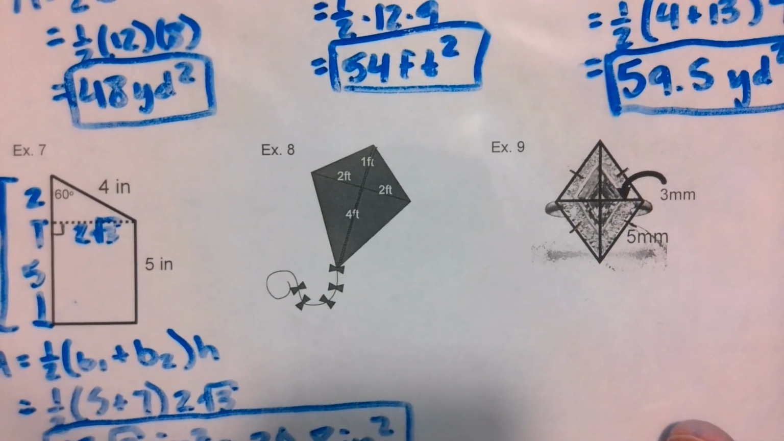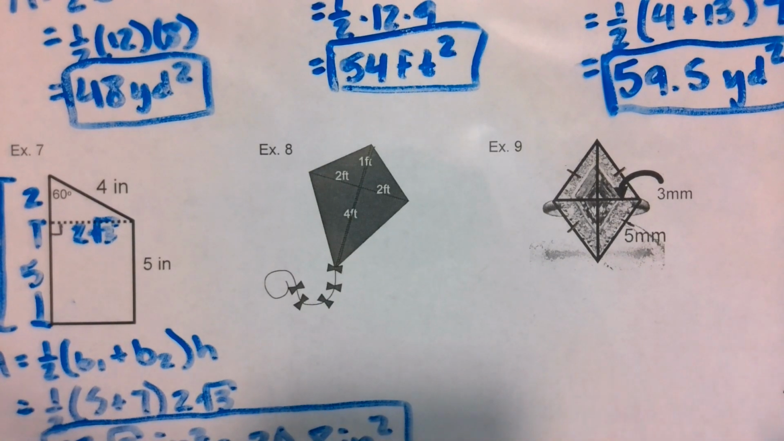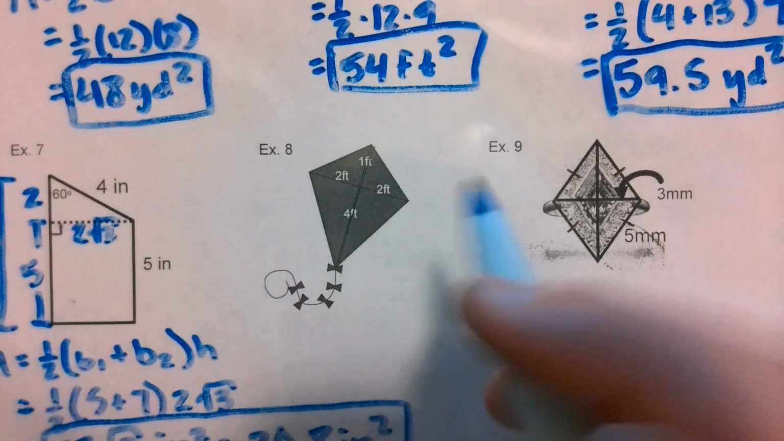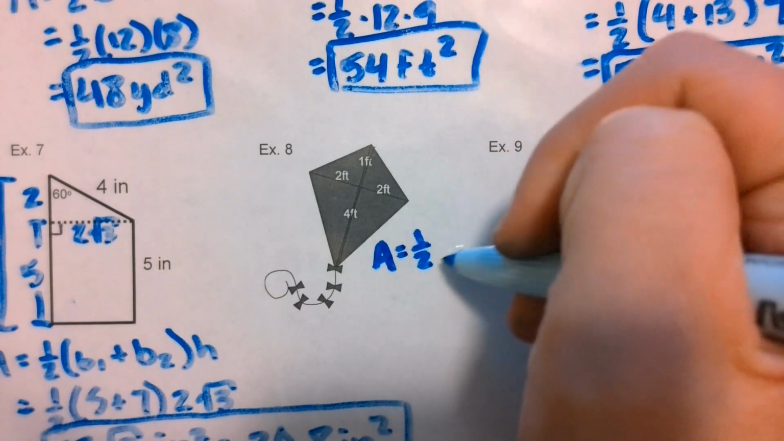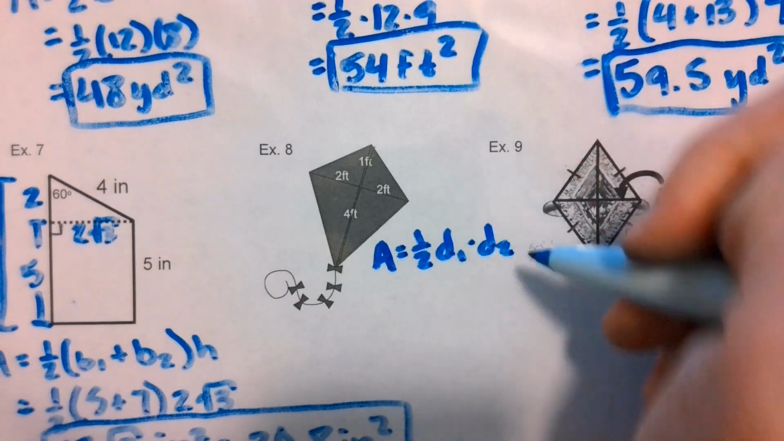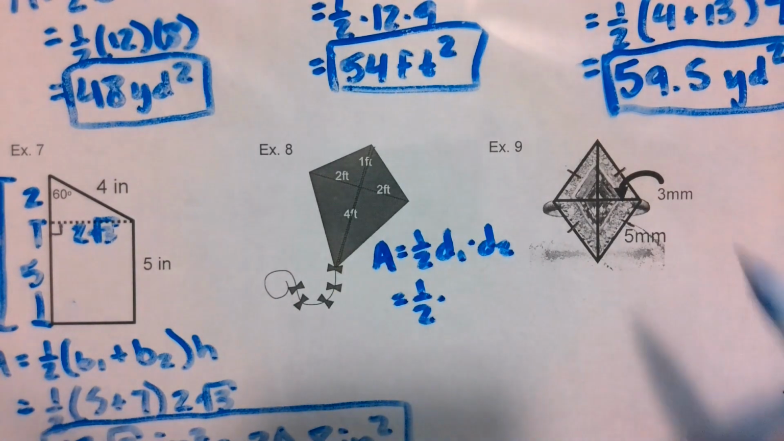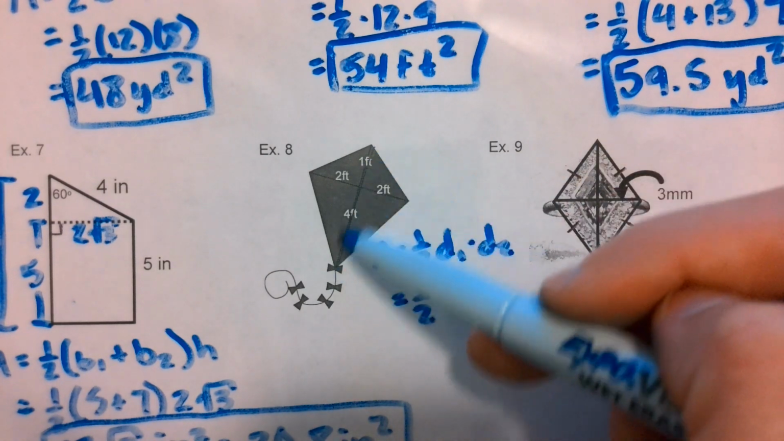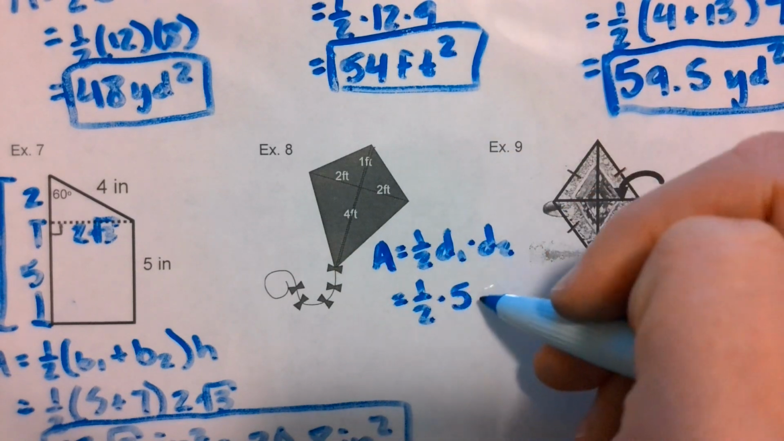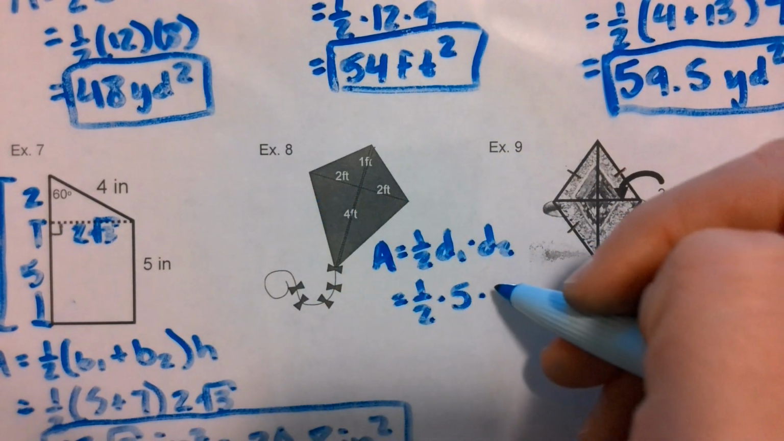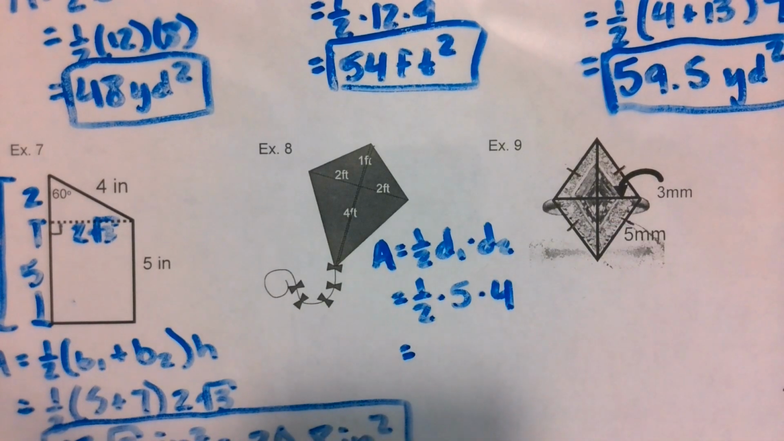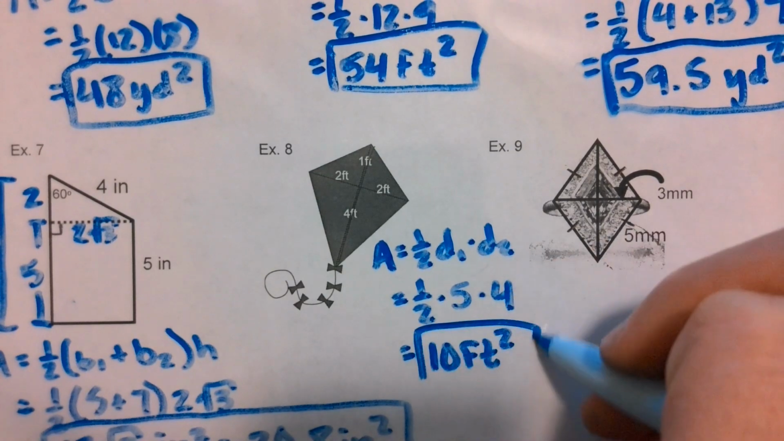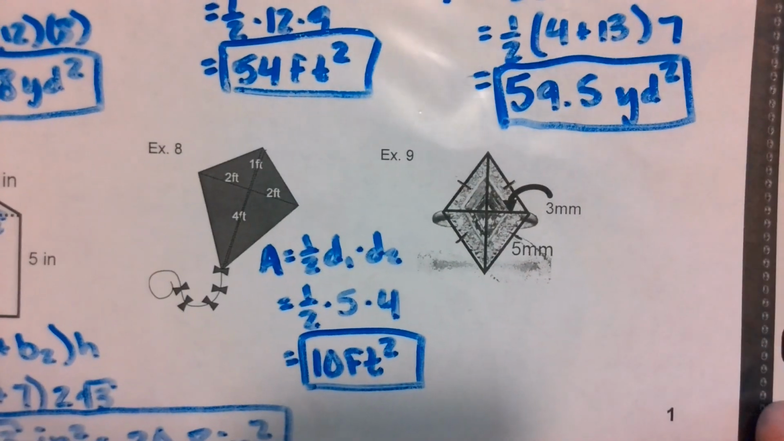All right, example 8, we're looking at a literal kite, and yeah, kite for math, kite for life. So remember that our formula for the area of a kite is 1/2 diagonal 1 times diagonal 2. So I've got all of my lengths here. It's just a matter of adding them together. So one of my diagonals is going to be 5. And then my other diagonal is 4. So that means the area of my kite is 10 feet squared.